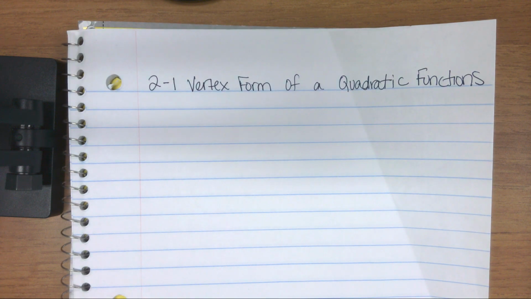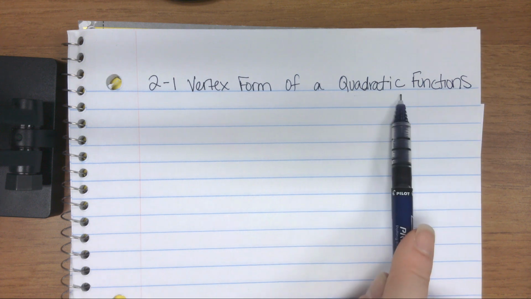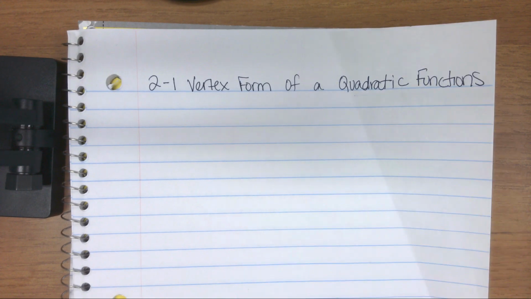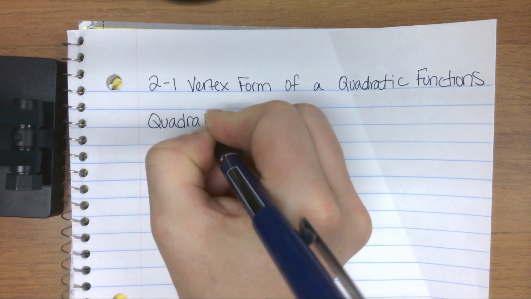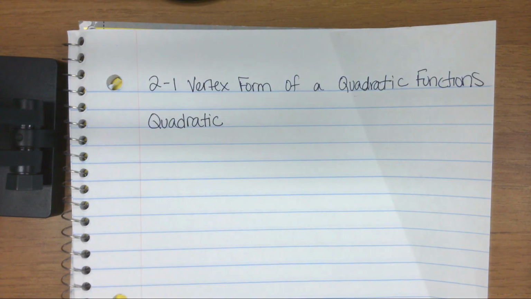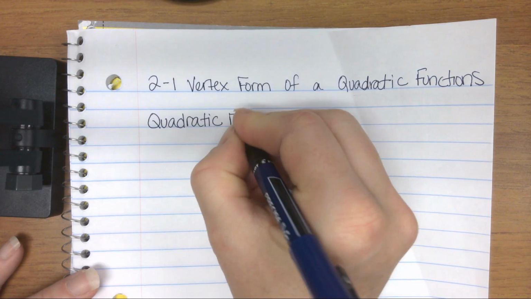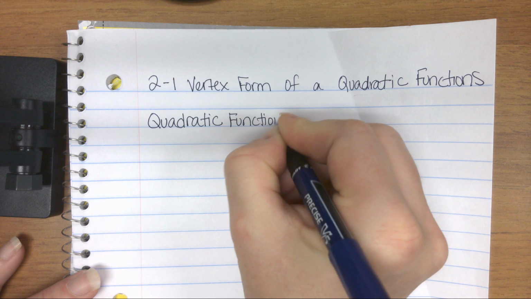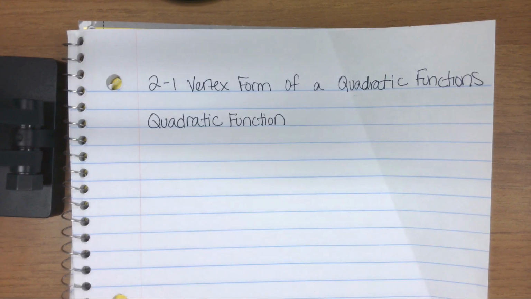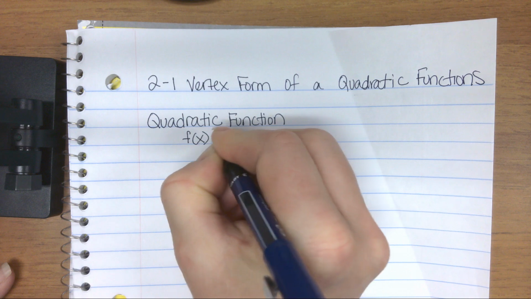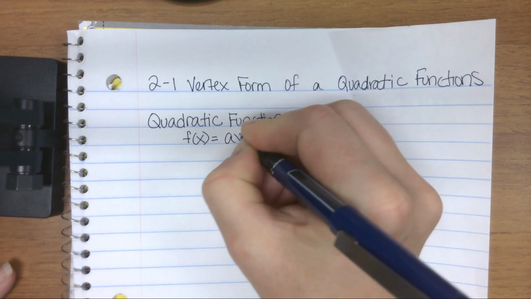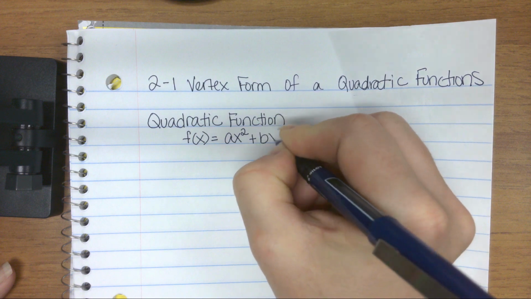All right, so the first thing you may or may not remember is this word quadratic. When I'm talking about a quadratic function, we're going to jot down a couple vocabulary words so that we're all on the same page. A quadratic function is something that can be written like this: f of x equals ax squared plus bx plus c.